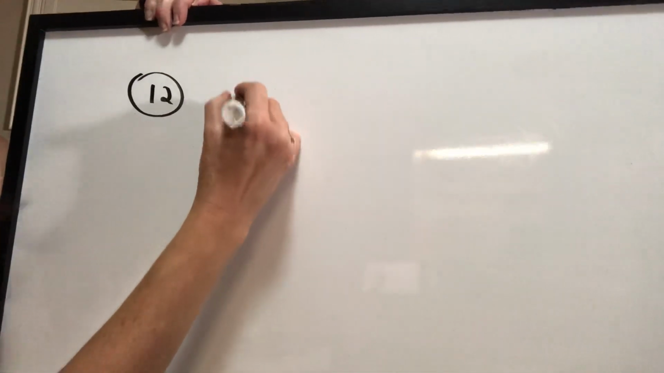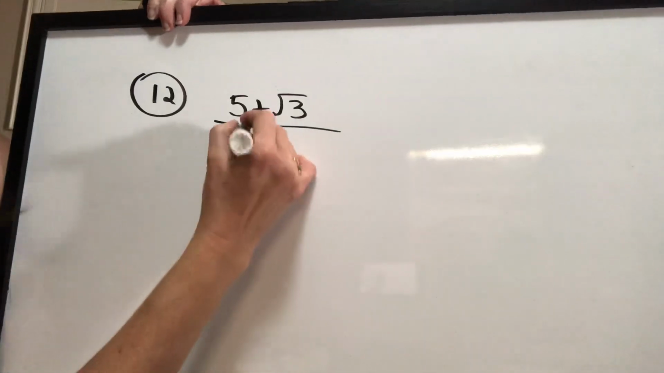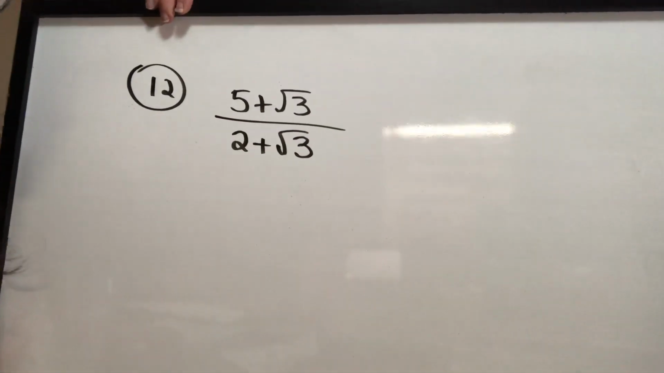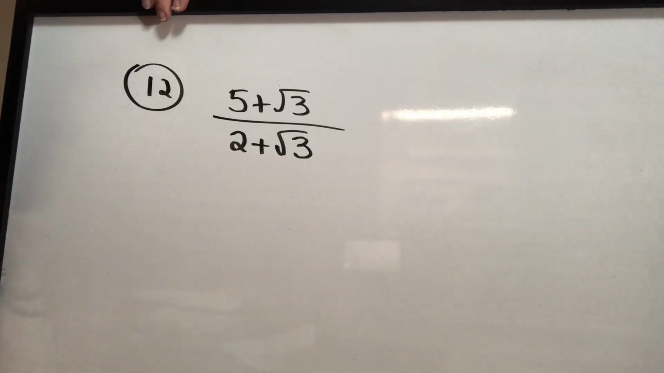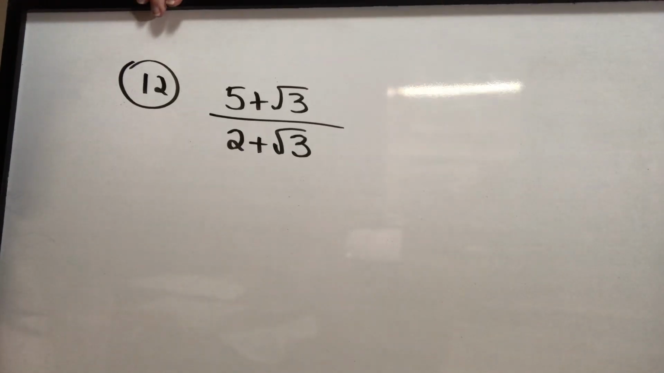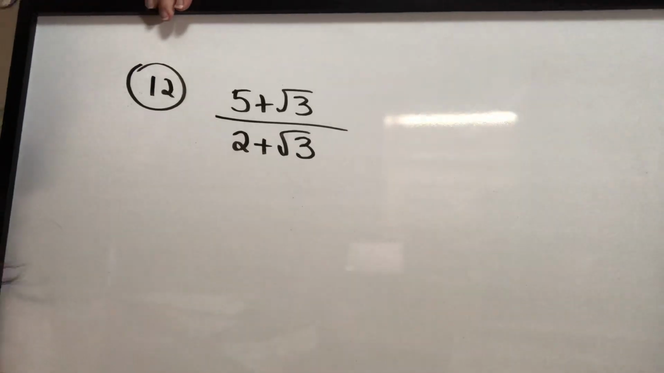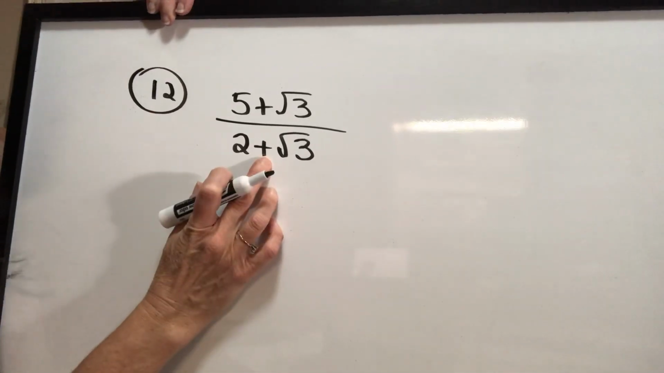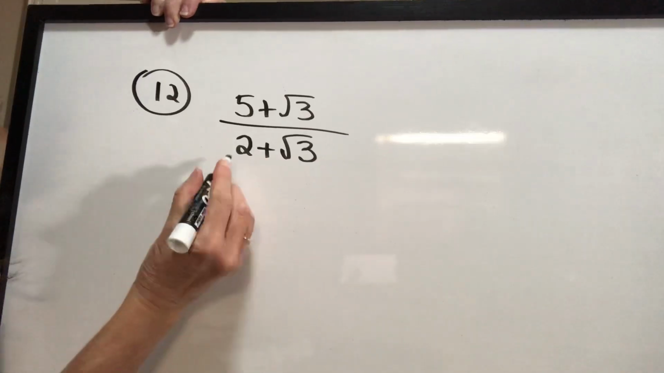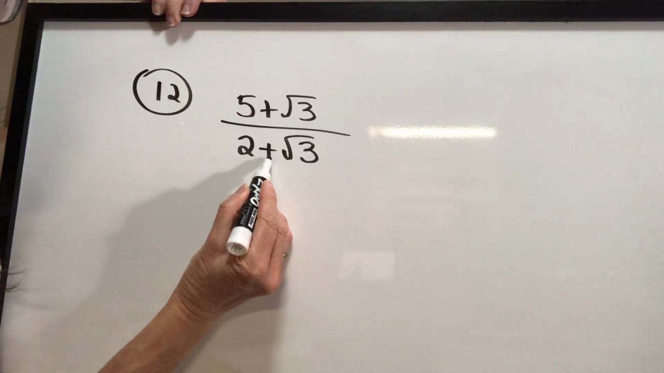So 2 more problems. So we've got 5 plus square root of 3 over 2 plus square root of 3. Okay, so earlier in the year, we learned that a fraction is not considered simplified if it has a radical in the denominator. So you have to do something called rationalizing. So the way it works with this case, when you have plus or minus with the radical in the denominator, you have to use what is called its conjugate. So the conjugate means that you keep everything the same except for the sign in the middle becomes the opposite of what it is now.